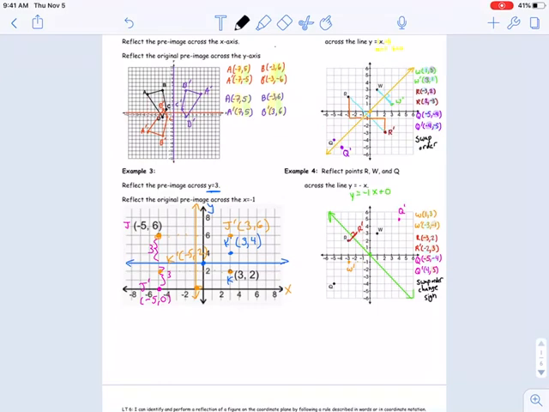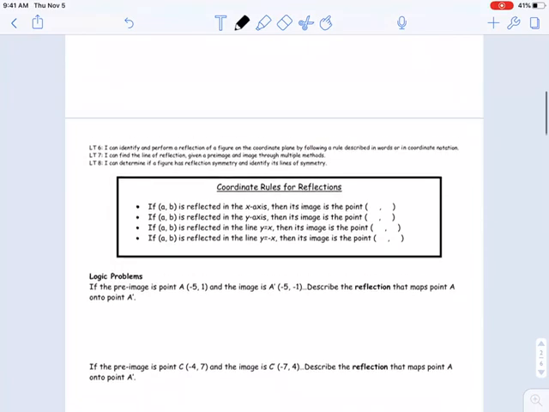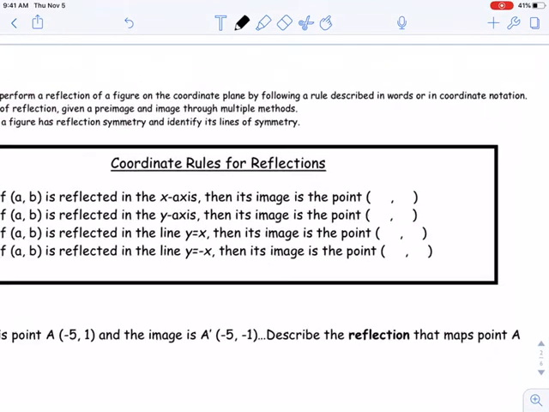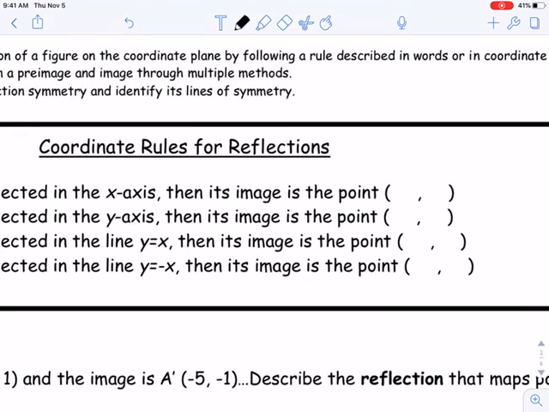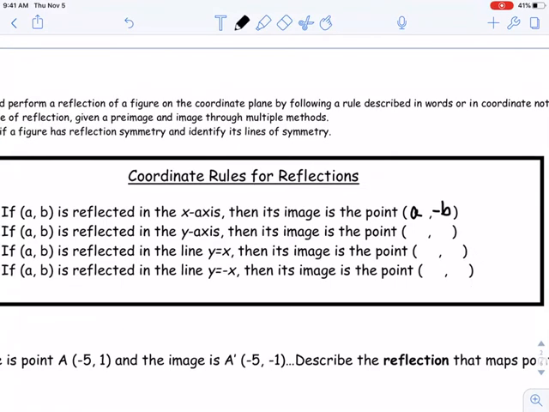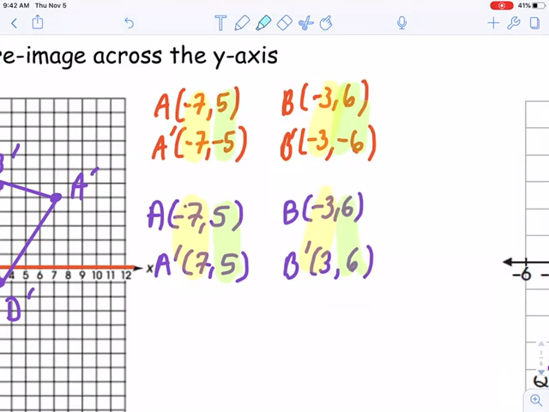And we even have some rules for the x and y axis. So there's a bunch of rules. I tend to try not to memorize these rules because they can get a little messy, but they're still good to talk about. So if AB is reflected over the x-axis, then its image is, well, remember, A stays the same, and then B changes the sign. Similarly, if we reflect over the y-axis, A changes sign, B stays the same. That's the rule.